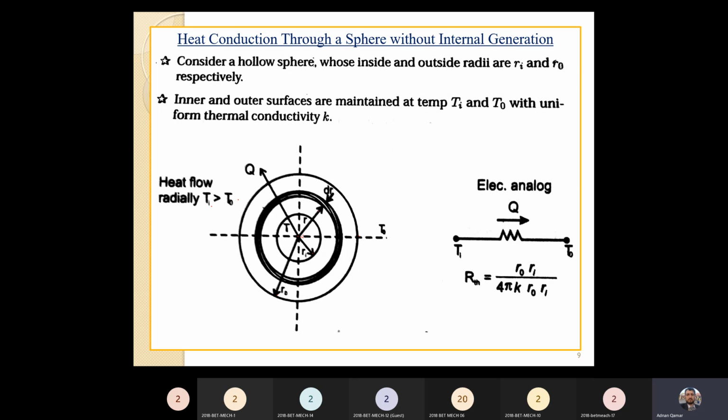Now again there is an electrical analog for this system. This is the inner side and this is the outer side, and this is the temperature, this is the resistance between the inner and outer temperature, and this is the thermal resistance. I am not going to explain at this stage how this thermal resistance has been derived, because at a later stage we have an explanation for it.